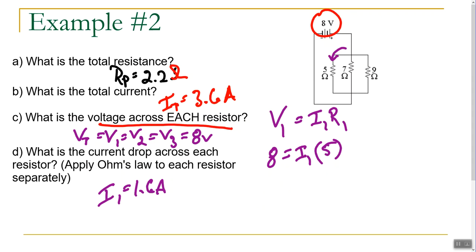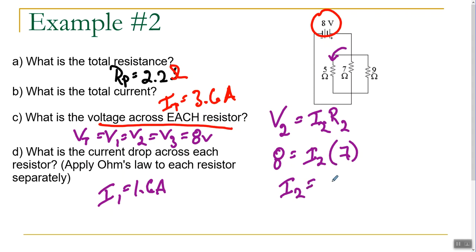How do I then do this for the second? Well, we're just going to do the exact same thing. Instead of the first, we're going to do V2. So you get 8 equals I2 times resistance 2, which is 7. So the current going through the second resistor is 8 divided by 7. That is 1.14 amps. So I2 equals 1.14 amps.